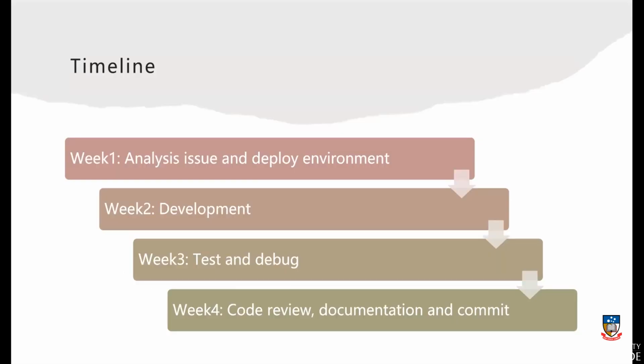For the timeline, we are planning to get everything done in 4 weeks. Firstly, we will analyze the issue and set up the environment. Then we will do development in the second week. Next, we will test our code and make sure there are no more bugs in week 3. Then we can do code review and the pull request in the last week, which we think leaves enough time for the project owner to review our work.